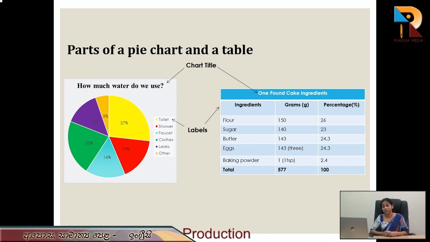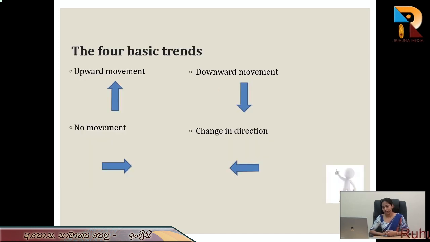Moving on, these are the parts of a pie chart and a table. They are pretty similar because both of these have titles and labels. As you can see in pie charts, the data are presented in percentages, but in tables, the data are presented in both grams and percentages. So that's a specialty. Right. Now, as I mentioned earlier, graphs, charts, and tables, when you're reporting data, you can identify tendencies and trends in the element, right? So it's in the changes of the element.